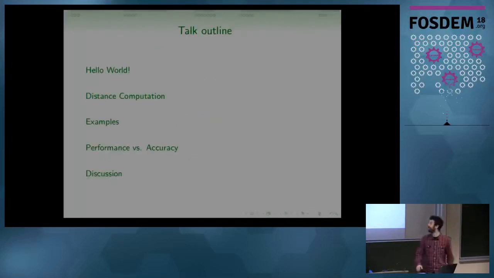So let me talk about the outline. First, I'd like to do some introduction on what is Boost Geometry and what is distance, give you some examples, and then discuss trade-offs between performance and accuracy when we compute distances. Then I would like to sum up with some discussion.